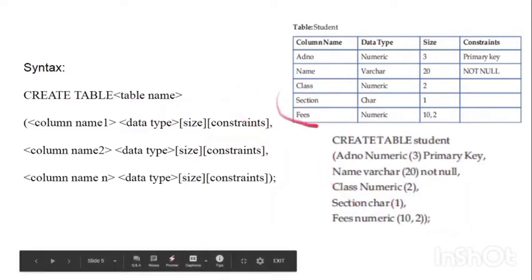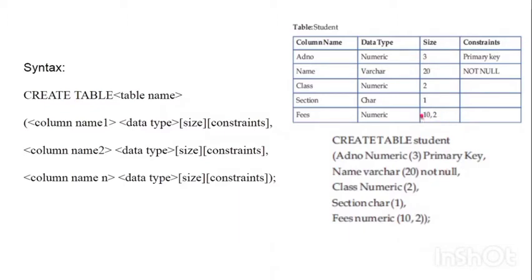Then the next column name, its data type character, then the size 1, comma, the next column name fees, its data type numeric, then the size 10, 2. That is, in total there should be 10 digits. Of that, 2 digits are after the decimal.